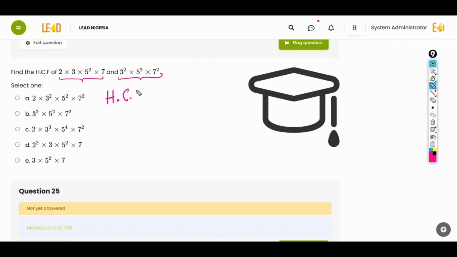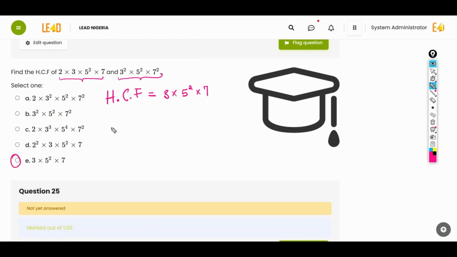For HCF, my thinking is the overlap of both of them. There's 2 here, but there's no 2 here, so I don't add 2. There's 3 here, but the 3 here is double, and there's only 1 three here, so I just take 1 three, because that's what you can find in both of them. You can find at least 1 three. For 5, we have 5 squared in both of them, so we can find at least 5 squared. And for 7, we can find at least 1 seven. So this is my HCF, which is option E.